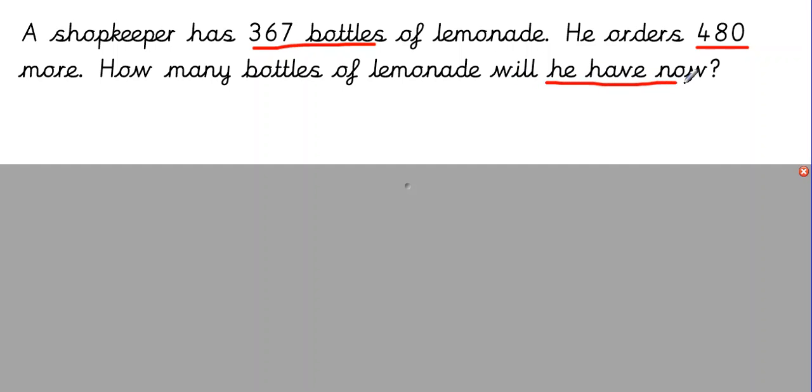I'm not going to tell you whether it's an addition or a subtraction again. I would like you to try and work it out for yourselves and then have a go at completing the calculation. So remember, he orders 480 more. Pause the video now, please, and have a go.